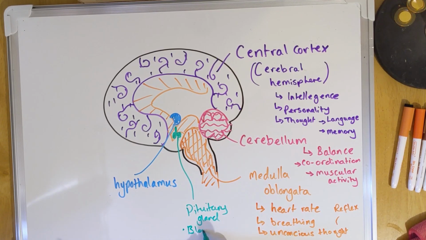We all know it is really important in regulating blood sugar. And it also releases lots of those hormones that are used in the menstrual cycle.